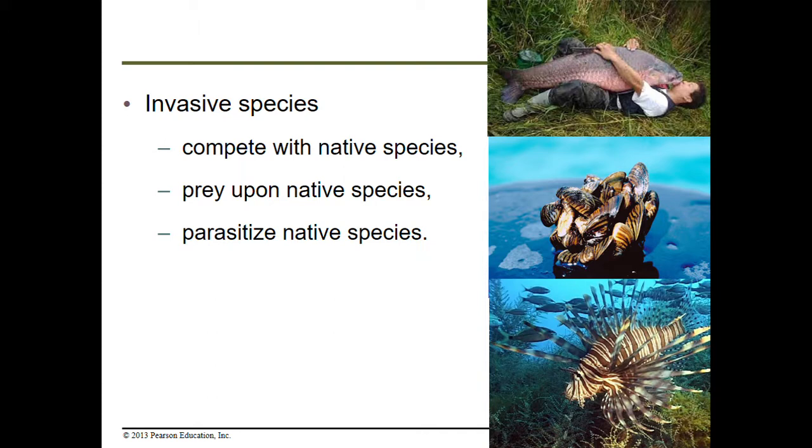Some aquatic examples in this picture. The first one, we have an Asian carp. This is in the Mississippi. And Asian carp can actually kill people by jumping into the boat and knocking the person out. It's kind of ridiculous to think about, but they can get very, very huge. In the second picture, we have zebra mussels. They're in the Great Lakes, and they are not native. They are outcompeting the natives there.